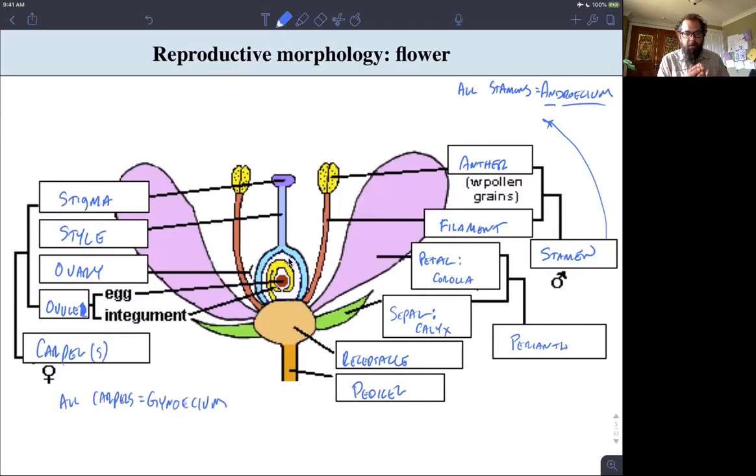So the female reproductive parts, the gynoecium, is made up of carpels. Those carpels are typically broken down into these three parts: the stigma, style, and ovary. And inside of the ovary, we have ovules. The ovules themselves are an egg cell surrounded by integuments, or these protective layers. So that's our generalized reproductive morphology of the flower.